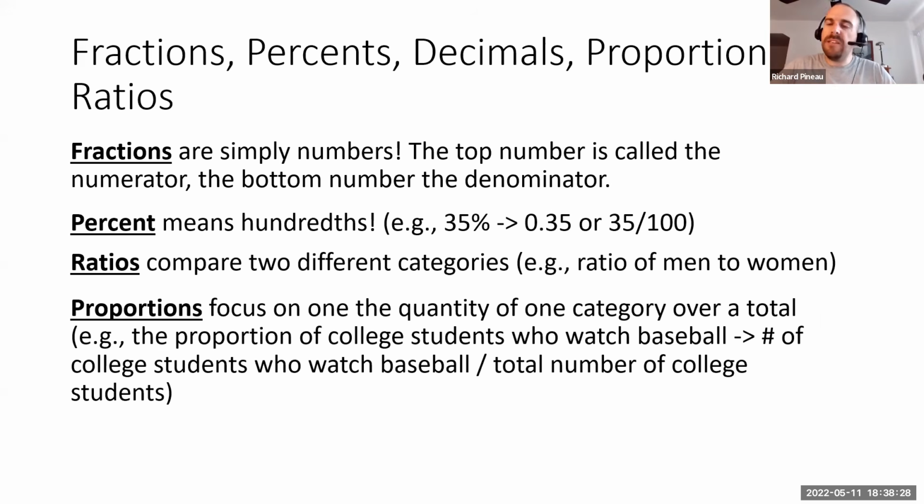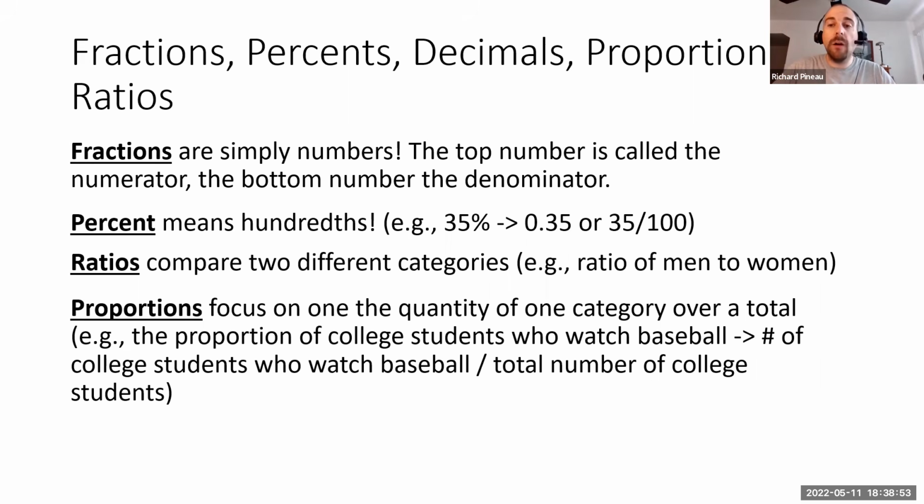Now, a proportion is a bit different. A proportion can be expressed as a fraction, a decimal, or a percent, depending on what we're trying to do, what we're trying to look at here. But a proportion differs from a ratio in that it only focuses on a single category, and more specifically, a quantity of that category, okay? So what are we talking about? Well, something like this, the proportion of college students who watch baseball.